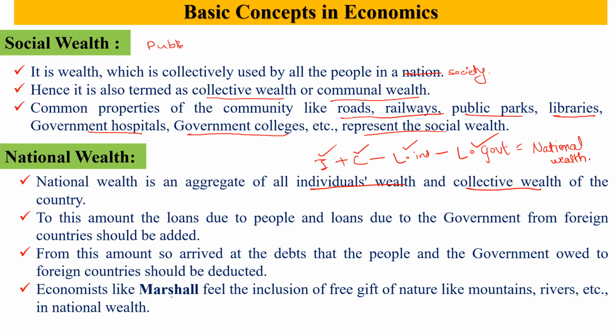Economists like Marshall feel that the inclusion of free gifts of nature like mountains and rivers are also national wealth. So according to Marshall, the free gifts of nature are also the national wealth of a country.